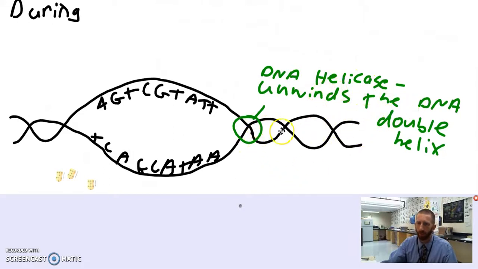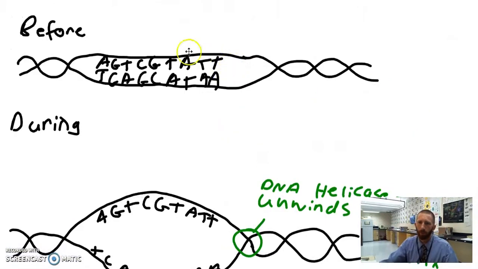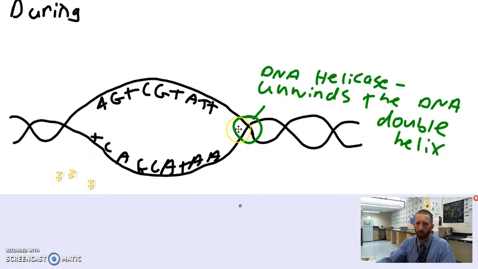So we can see that. Here's our DNA double helix, and then this is what it actually looks like. When we're up here, it doesn't actually have that flat spot. We just do that for convenience. But this is what it actually looks like.